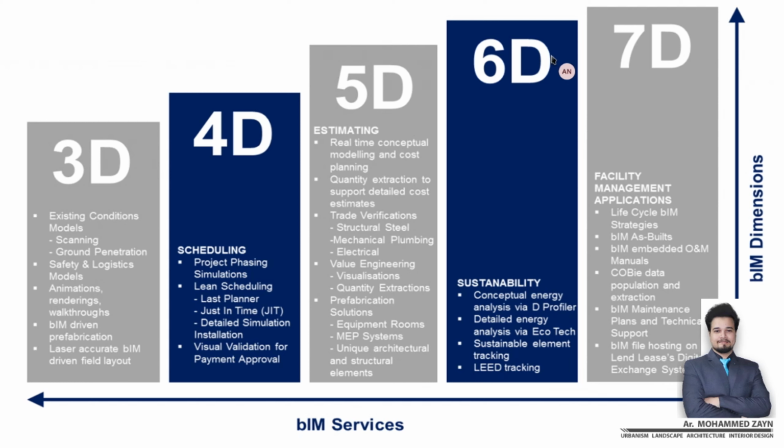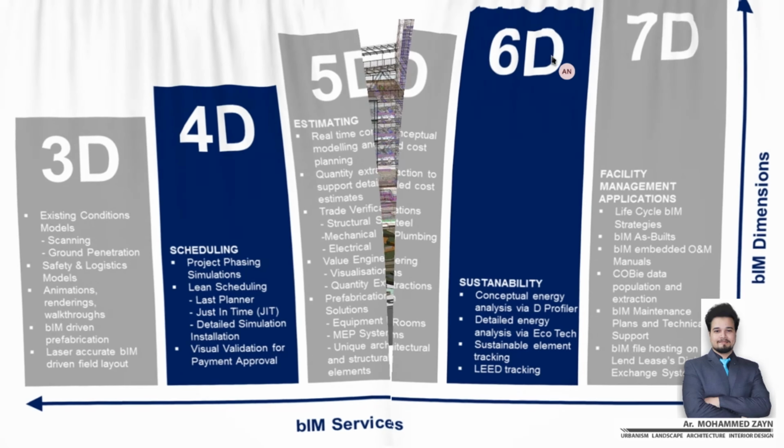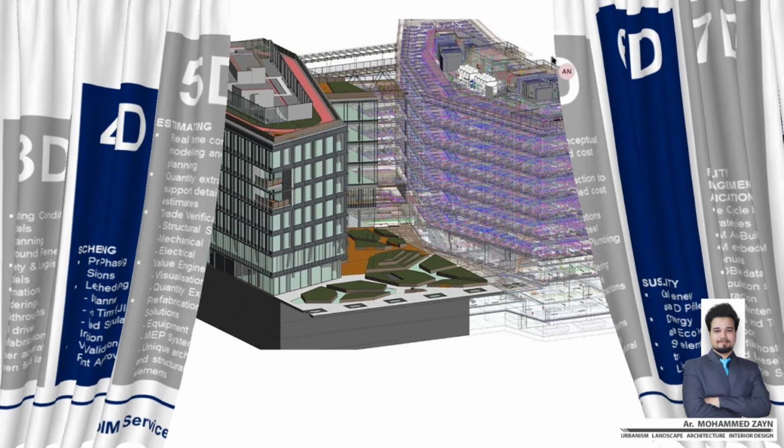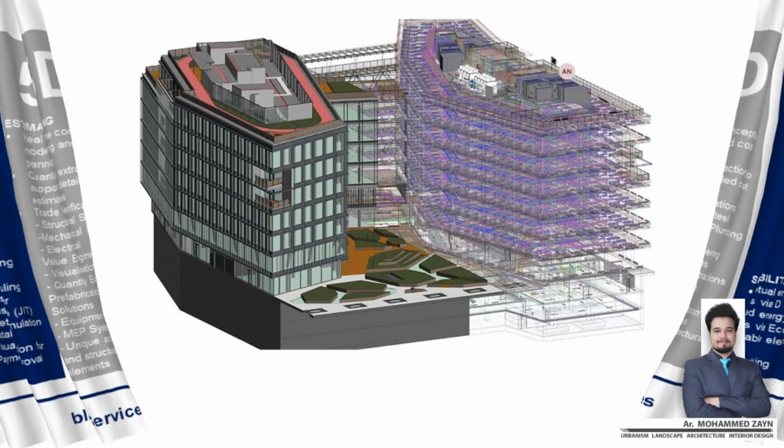Then you have 6D element, which is sustainability. Sustainability comes into the picture because Revit offers you a whole energy analysis process, in which you can do a good energy analysis of your building, and Revit will also tell you which component you should improve on, so the energy analysis of the building is much better. And 7D is the entire life cycle of the BIM.